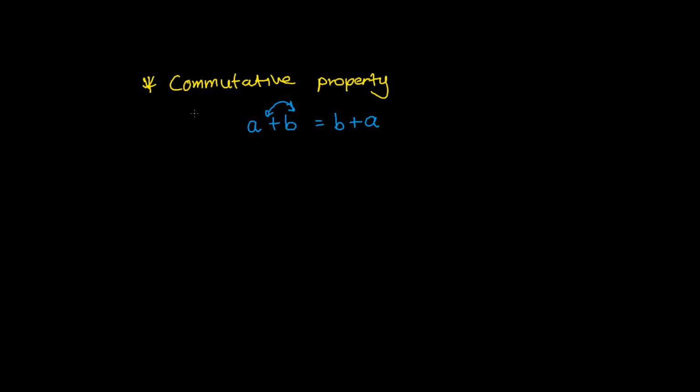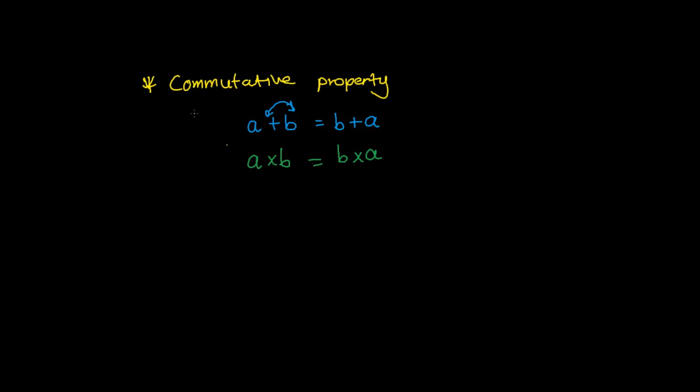Now, I want you to think of a practical example. For example, if I have 2 plus 3, which is equal to 5, it is the exact same thing as 3 plus 2, which is also equal to 5. That's the commutative property, and it applies to multiplication as well. So a times b is the exact same thing as b times a. For example, 2 times 3 is 6, and 3 times 2 is also 6.